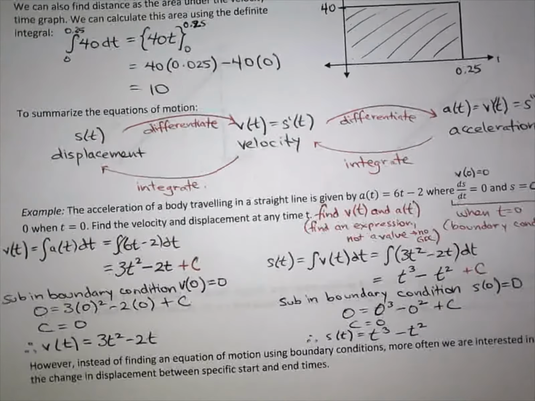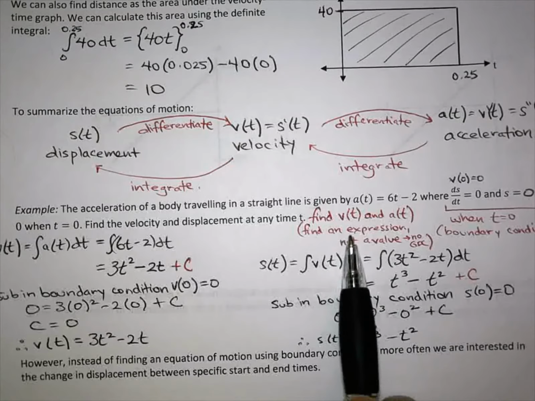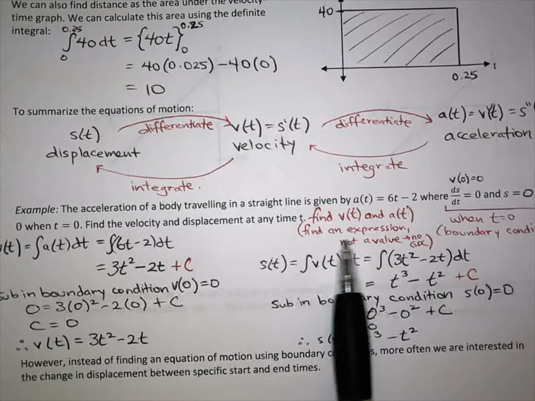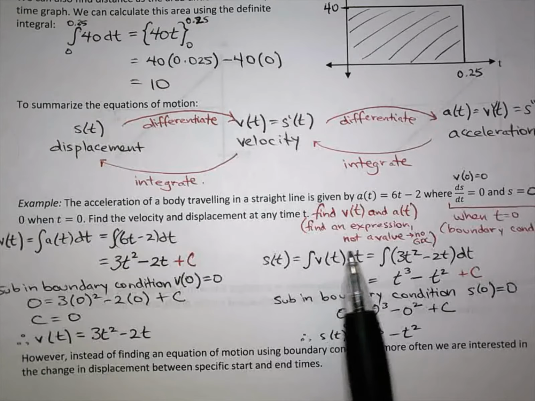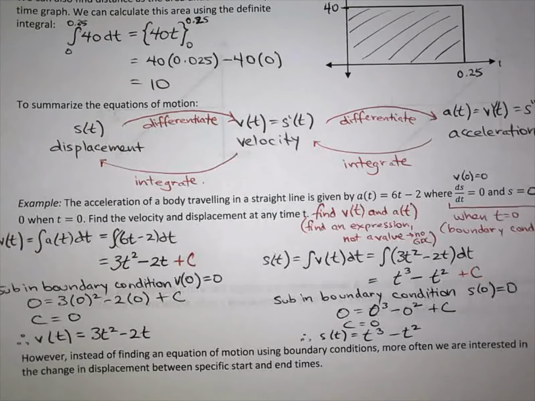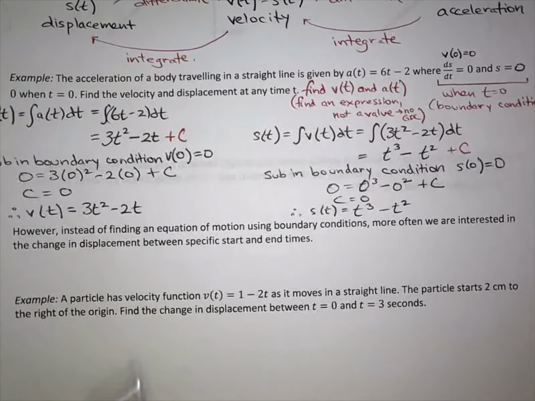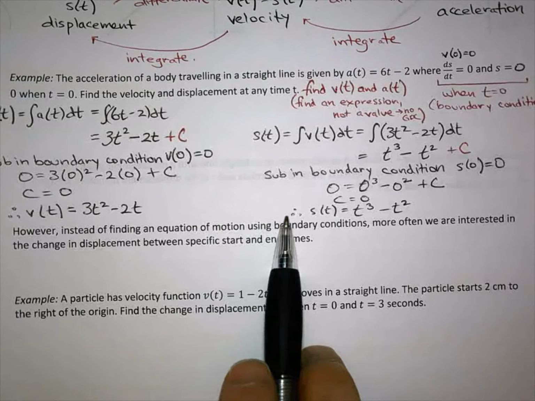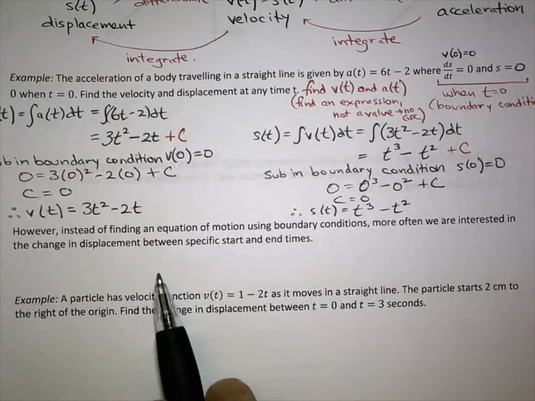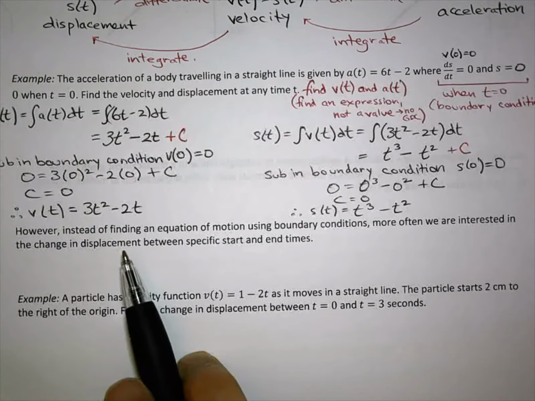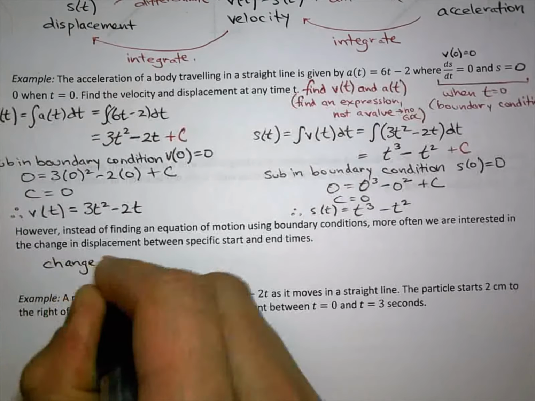There's our first question. So I know it's a bit of a mess, but just beware, right? We were trying to find an expression, so we couldn't use the GDC. If you have a situation like in the rate of change lesson, you might be able to use the GDC. And actually, that's what we say immediately after here. Usually, instead of finding an equation of motion using boundary conditions, you will be more interested in, or we're given, questions that ask us to find the change in displacement between start and end times. So think about change in displacement.